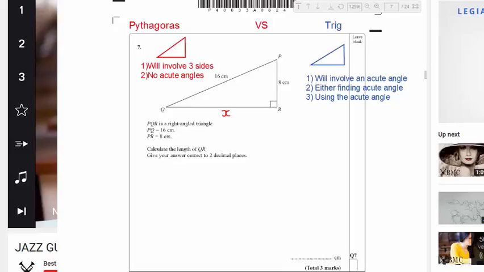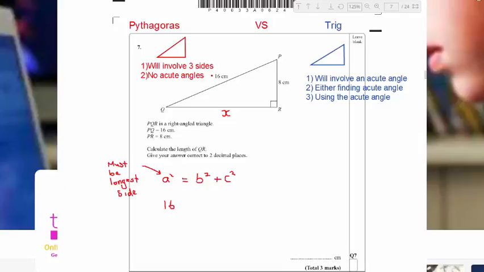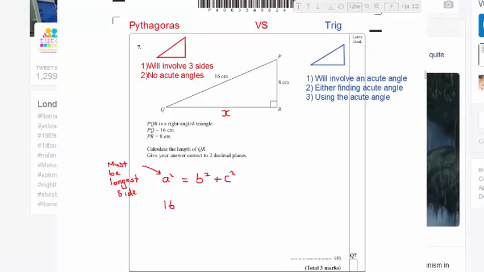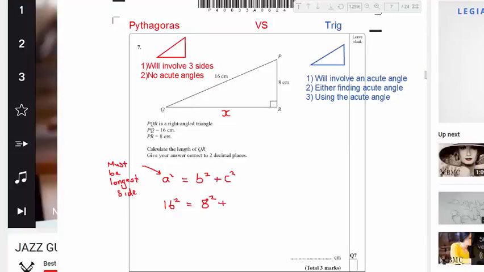Now, what we need to do is to go to the Pythagoras formula. It's given in the exam, but you should really know it. So let's write this out now. A squared is equal to B squared plus C squared. And it's important that we know that A squared must be the longest side. So the longest side is 16 in this particular triangle, it's the hypotenuse. So we're going to write 16 squared is equal to, it really doesn't matter which way around these go, 8 squared plus our other side, which is x squared.